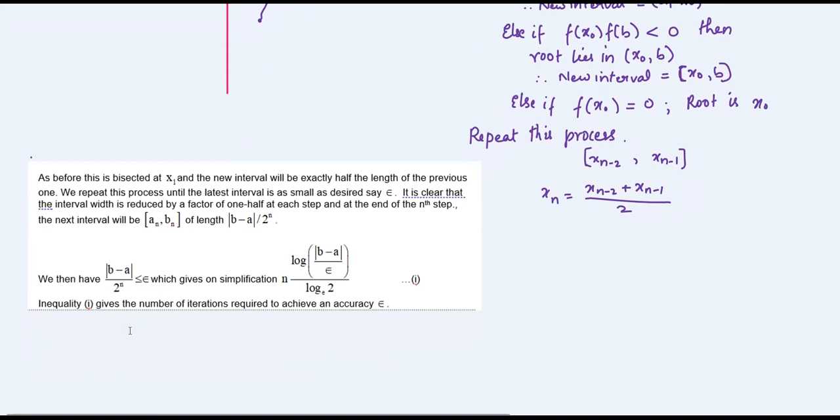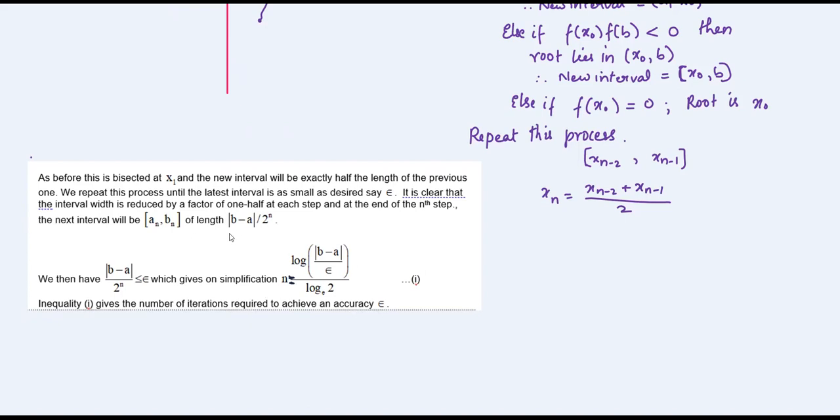So from here, we use the logarithm and find out n. What should be the value of n? That is the number of iterations required to achieve an accuracy of epsilon. So these many iterations will be required.